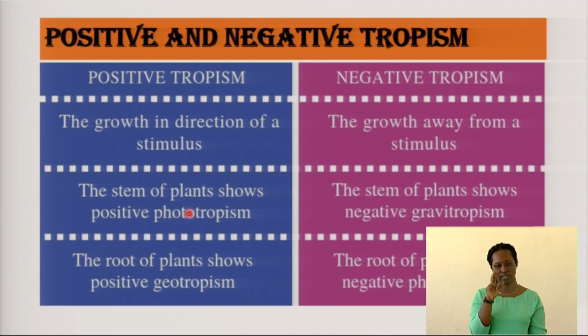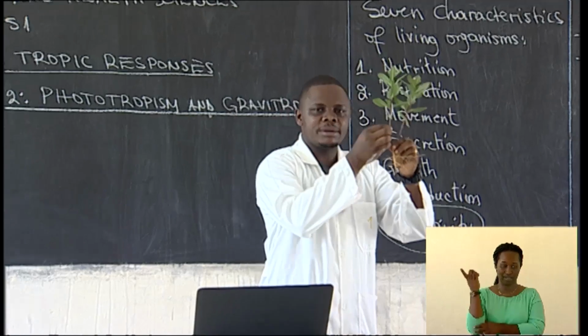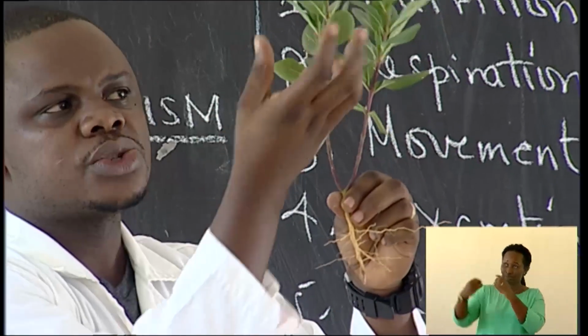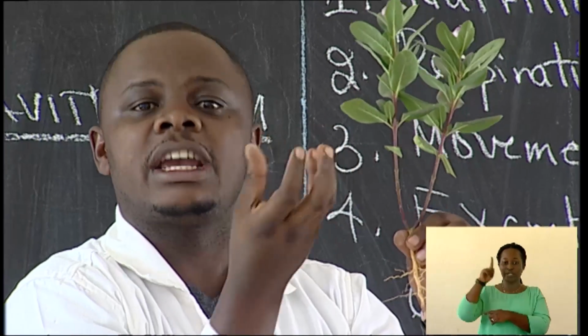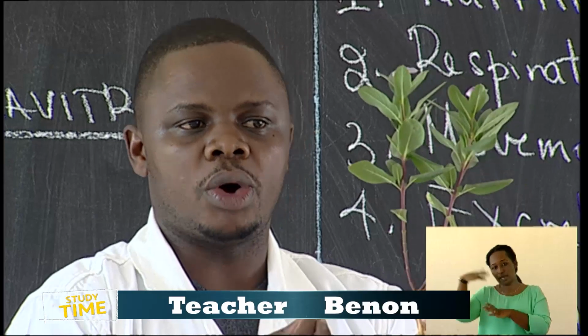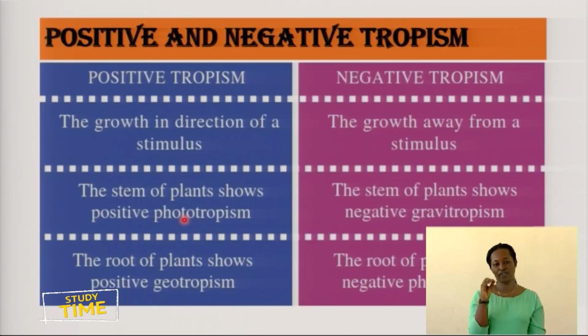Then the stem of a plant shows positive phototropism. What does it mean? The stem of this plant, like you see, this one is a plant. This stem grows towards light. If it is going towards light, so that these leaves can be exposed and have access to sunlight, this is what we call positive phototropism.